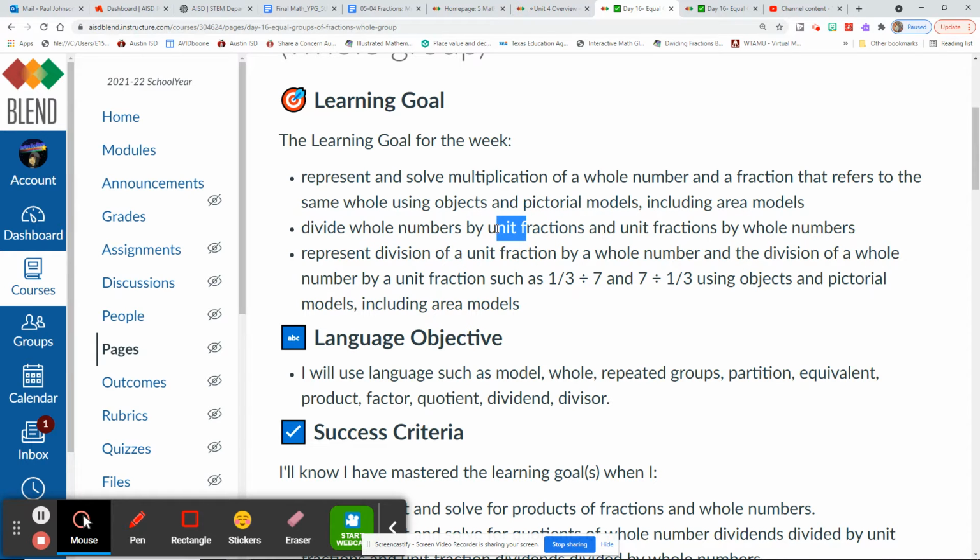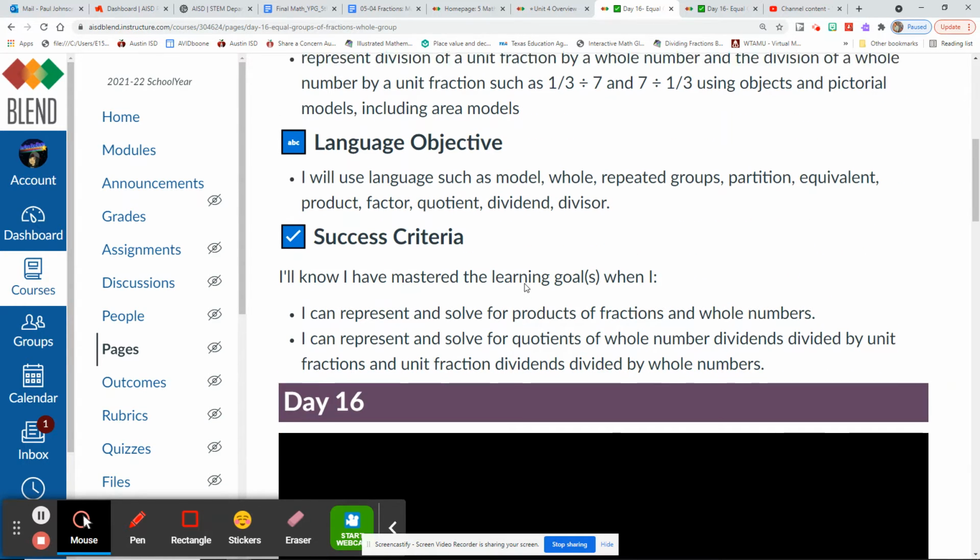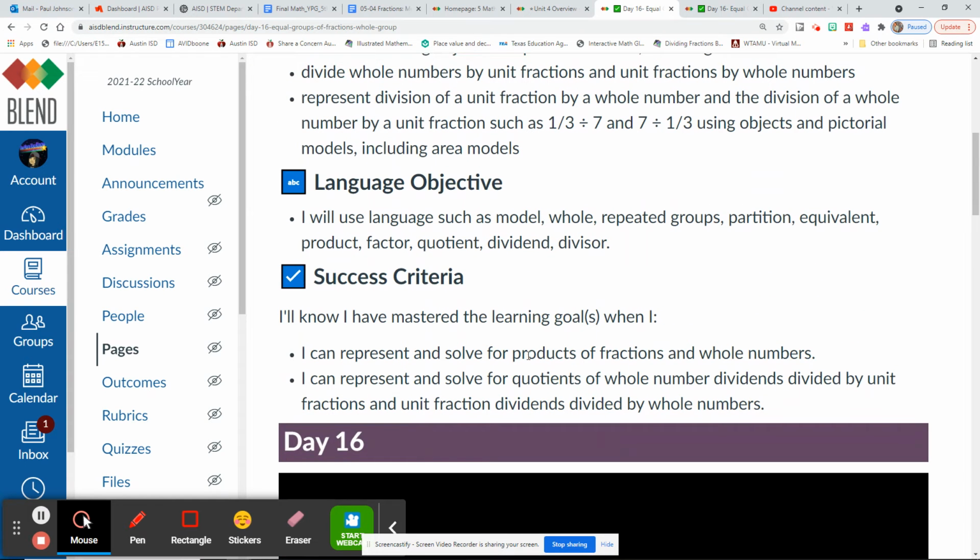Unit fractions, remember, we talked about those. That's when your numerator has a 1. So here's some examples of unit fractions down there. So represent division of a unit fraction by a whole number and the division of a whole number by a unit fraction, such as 1/3 divided by 7 and 7 divided by 1/3, using objects and pictorial models, including area models. So that's a big mouthful to say multiplying and dividing fractions.